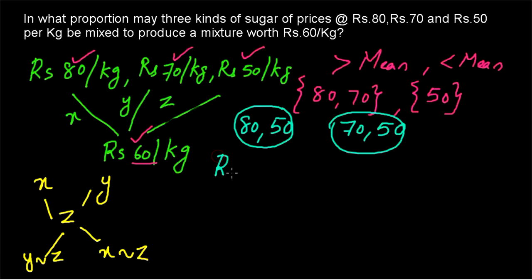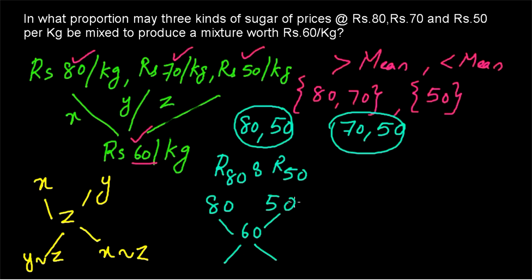We can write the ratio of 80 to 50 as follows: 80 and 50 combined together give a mean of 60. So our ratio will be the difference between 60 and 50, which is 10, and the difference between 80 and 60, which is 20. Just put it as such, don't simplify. If you simplify, your final answer will become wrong. So keep it as such.